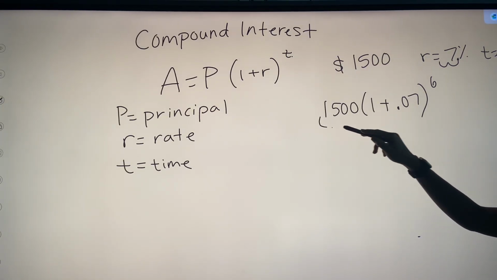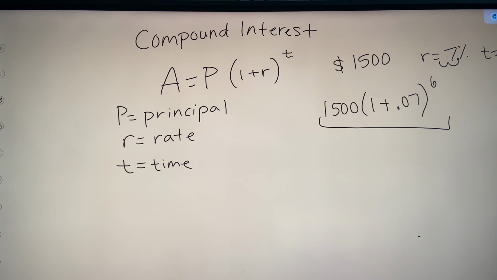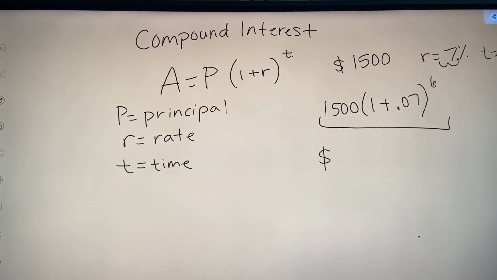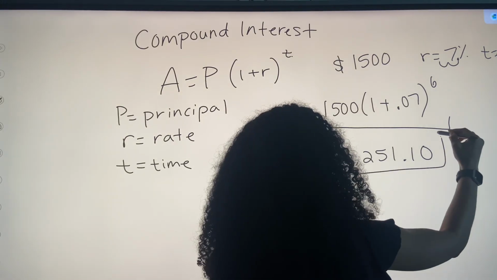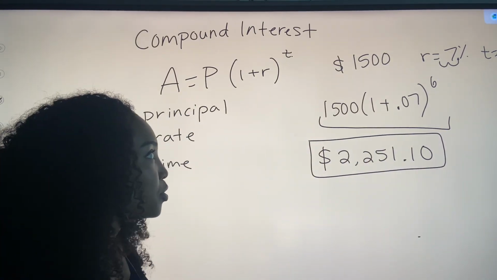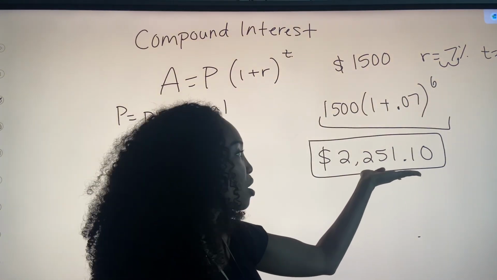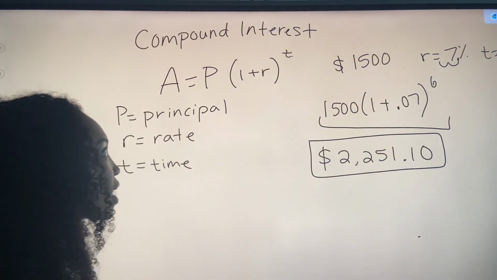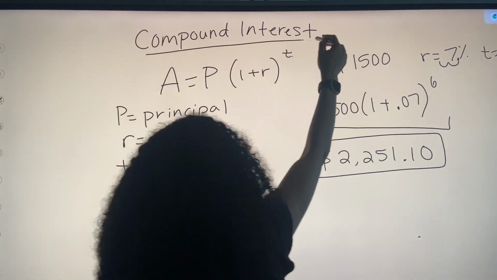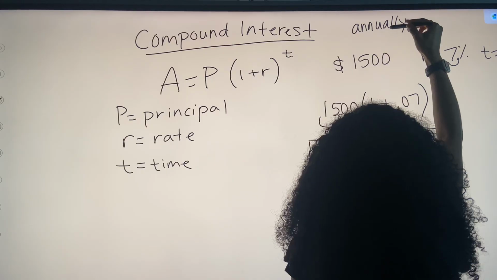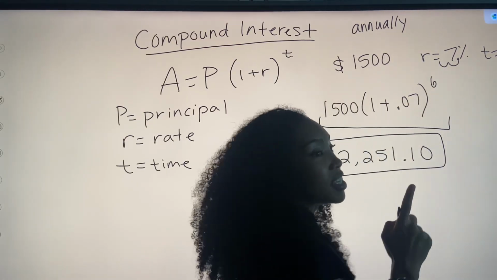So guys, you're gonna type this into your calculator and let me know how much it grew in 6 years. How much money do I have now? All right, so this is our total. That's how much your money grew. Your initial investment of $1,500 grew. After 6 years, this is how much is in the account. Okay, so guys, this is compound interest and this is annual. It's compounding annually, okay? So this is happening once a year.